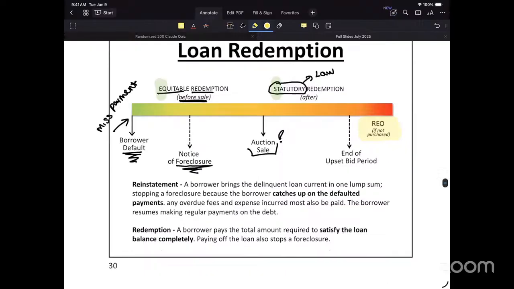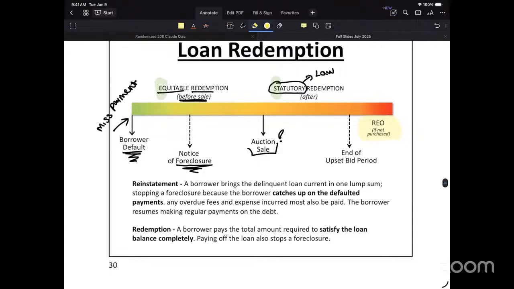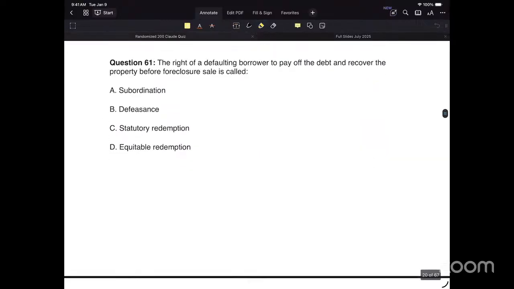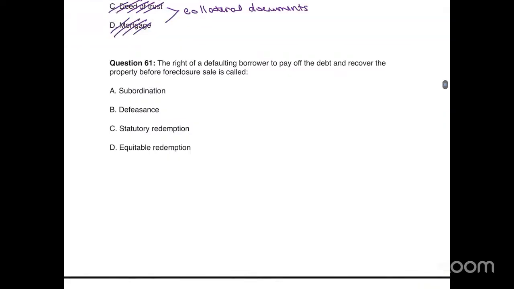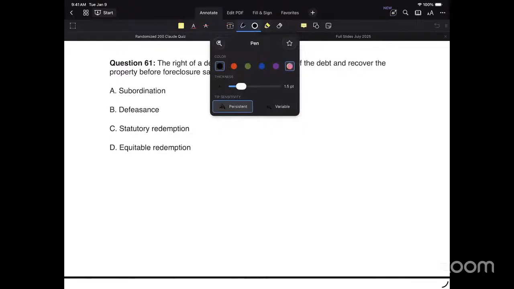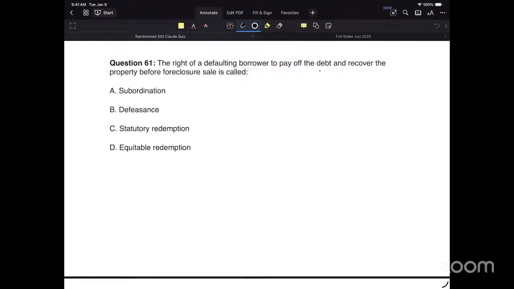So, all right, we're back to our questions. Back to 61: the right of the defaulting borrower to come back, pay off the debt and recover the property before the foreclosure sale. It's before, and that means it's the equitable redemption. I thought I changed you to pink. There we go. Equitable redemption. Woohoo. All right.